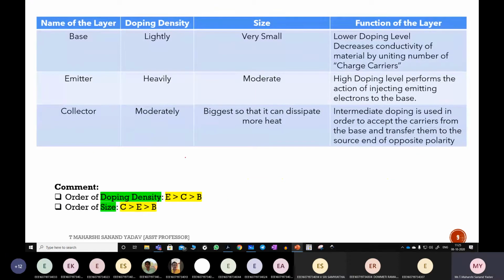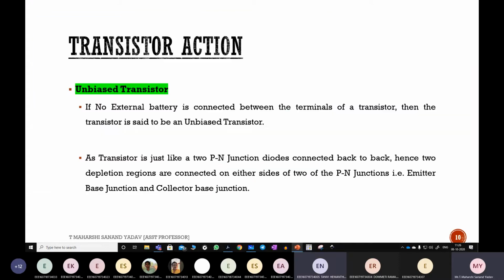Next, you have discussed about this. What about doping? Yes, guys, what about doping? Collector is moderately doped. Emitter is highly doped and base is lightly doped. That's it. And what about size? Collector has the largest size. That's it.